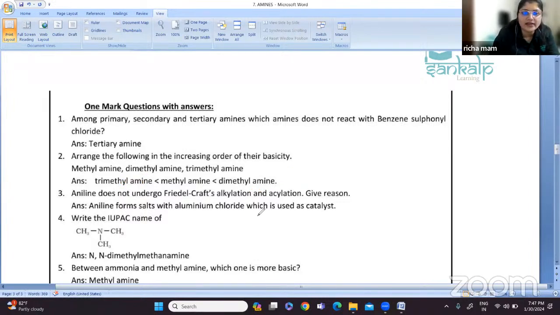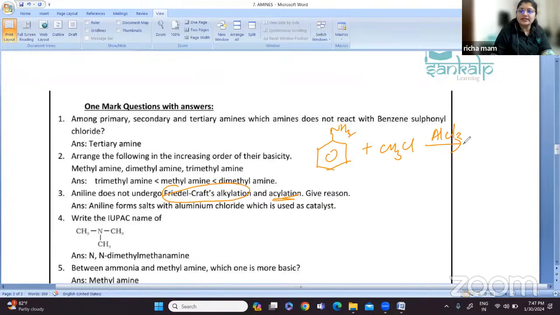Next one. Aniline does not undergo Friedel-Crafts alkylation and acylation. What is the reason? The reason is that aniline forms salts with aluminium chloride. When you are doing Friedel-Crafts alkylation or acylation, we are going to take aniline, and if you are doing alkylation, it will be CH3Cl, an alkyl chloride, in the presence of AlCl3.